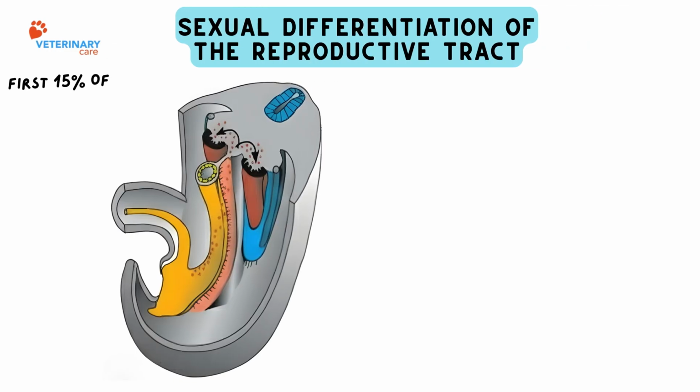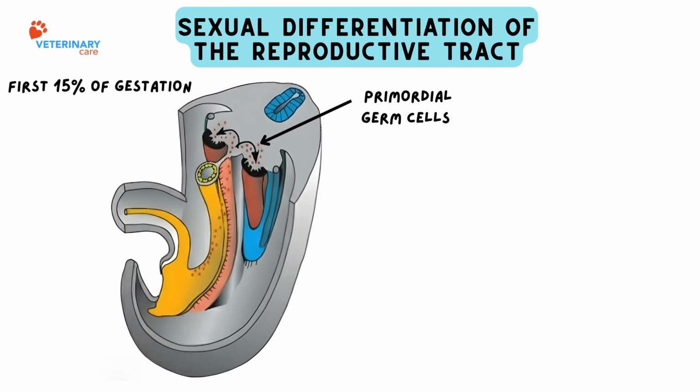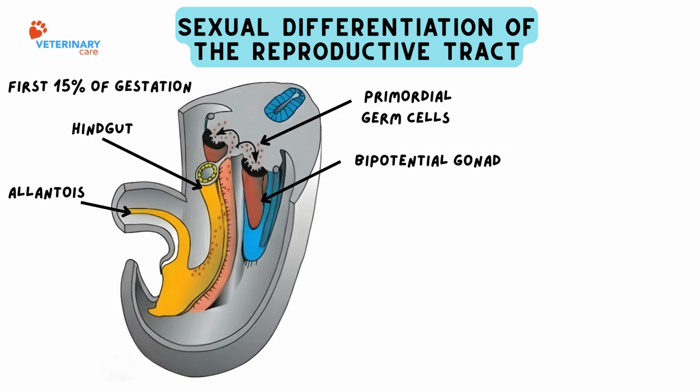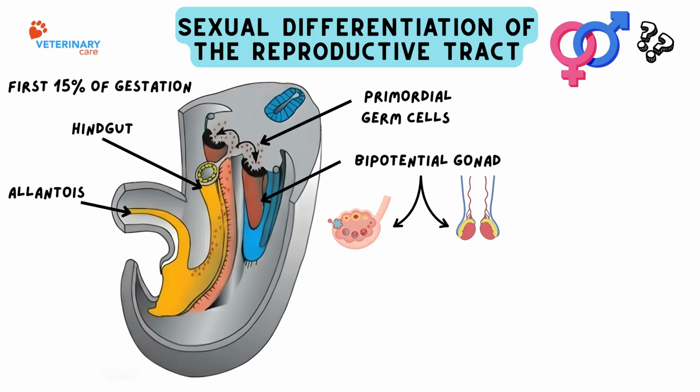In the early embryo, the first 15% of gestation, primordial germ cells start to develop. These cells originate from the base of the hindgut of the embryo. They migrate by amoeboid movement from the hindgut and allantois to the bipotential gonad. Bipotential means the gonad can develop into either an ovary or a testis. At this stage, the sex of the embryo is not obvious.